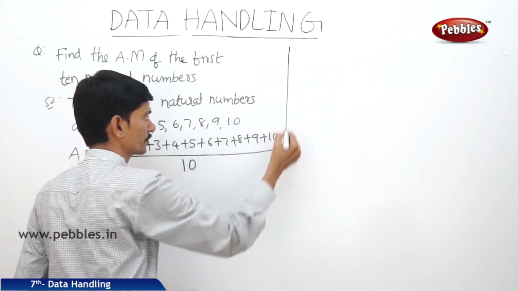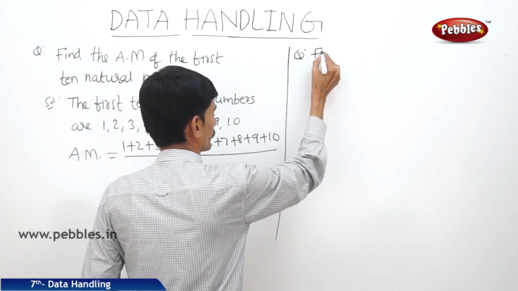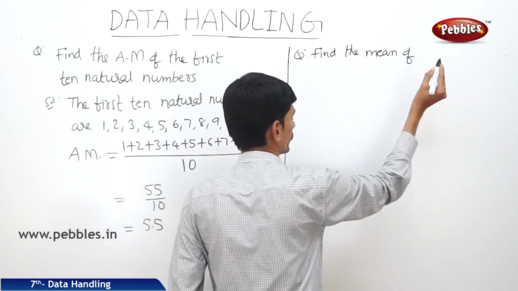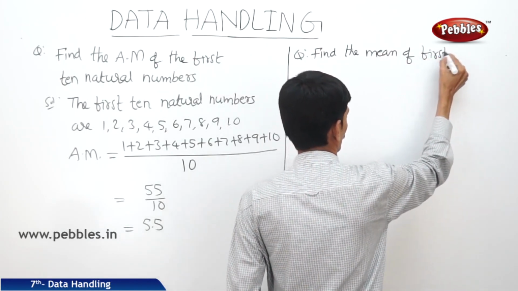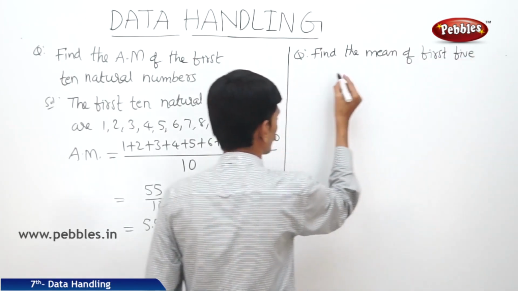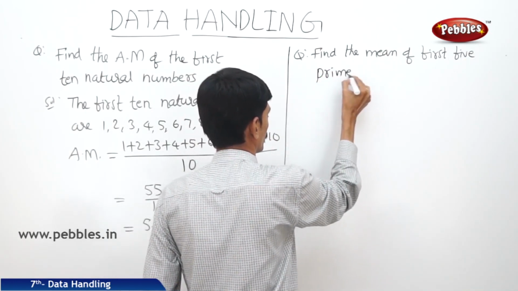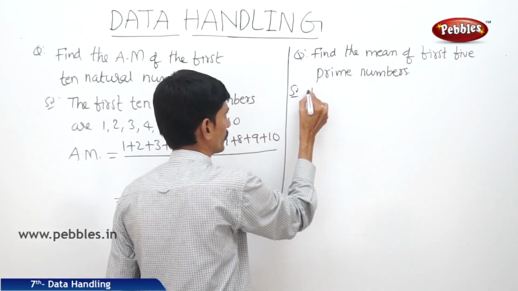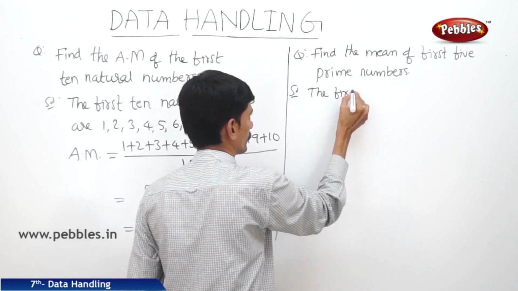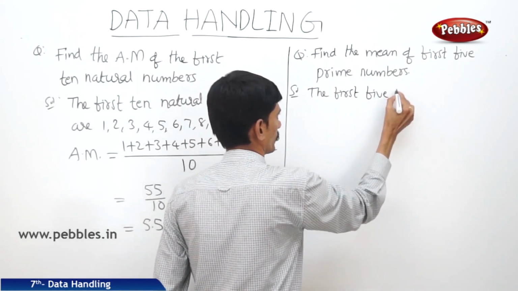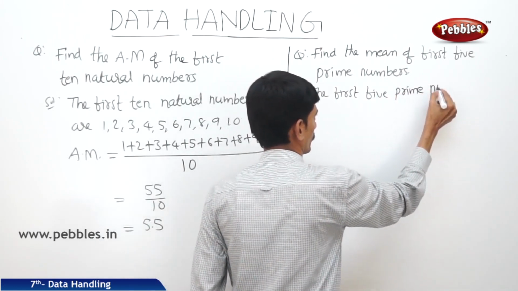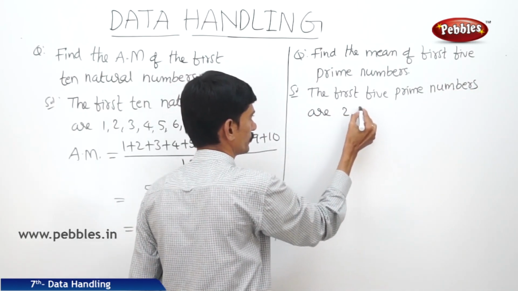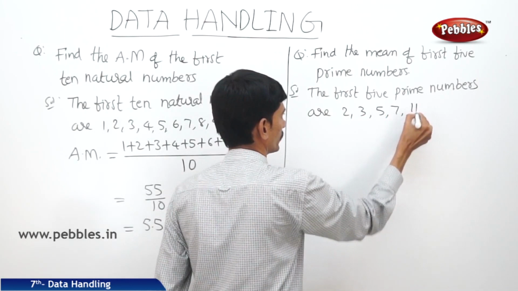Now let us solve the next question. Find the mean of first 5 prime numbers. The first 5 prime numbers are 2, 3, 5, 7, 11.